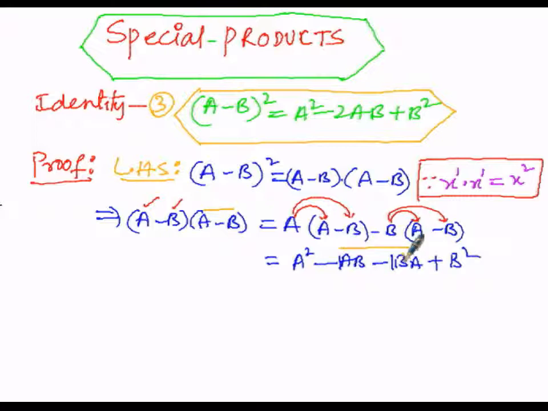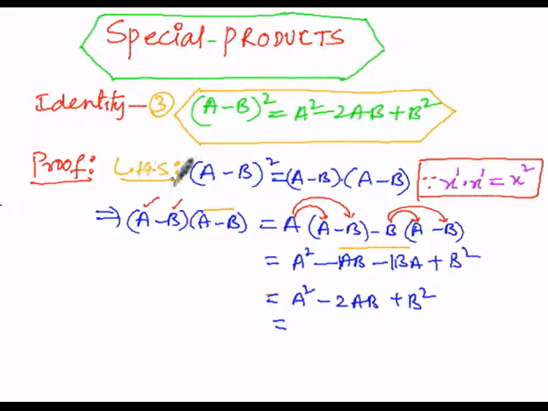So, the next logical step is, a square written as it is, minus 1 and minus 1 as the coefficients of ab. Since both are the same quantities with the same coefficients and the same sign, we add up the coefficients, 1 plus 1 is 2, and apply the same sign for 2ab. Then plus b square must be written as it is. In this manner, we got a square minus 2ab plus b square, which is the right hand side of identity number 3.